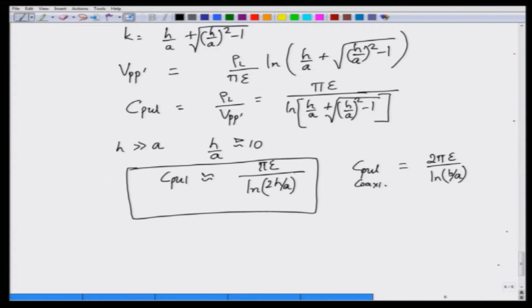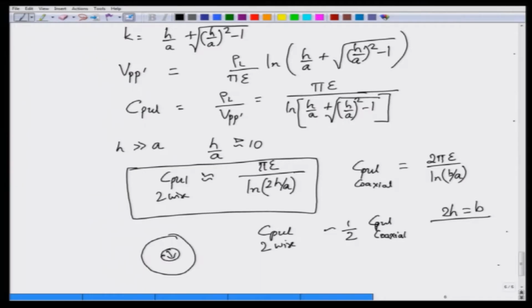So, this is the coaxial cable and this is the 2 wire transmission line, and you will see that the capacitance per unit length of the 2 wire transmission line is approximately half the capacitance per unit length of the coaxial cable, provided you take this 2H as B. If you assume that the 2 wire line can be equivalently represented as a coaxial cable with inner radius A and outer radius 2H, then the capacitance of the 2 wire line is equal to half the capacitance of the coaxial line, provided that H by A is much larger than 1.